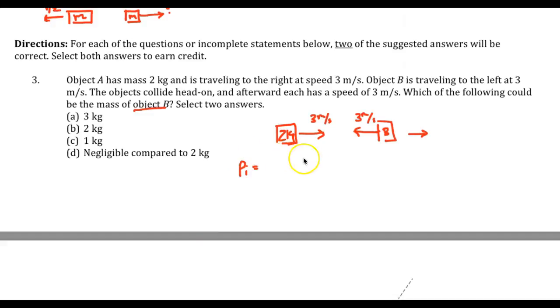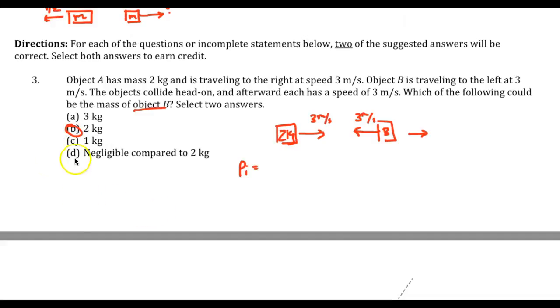Well, we have two choices for the final momentum to be 0. If the final momentum is 0, then they both stop, which doesn't work because they both need to be moving at 3. So if they bounce off perfectly and 2 moves this way at 3, then hey, 2 would work. 2 might work. 2 would definitely work.